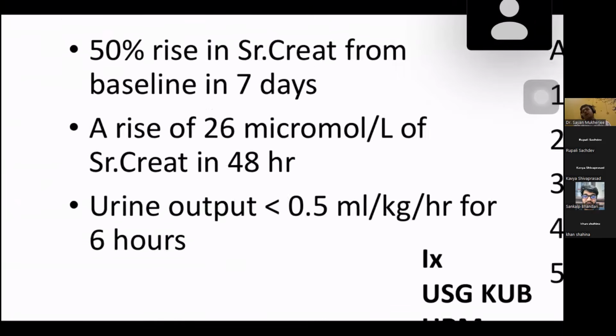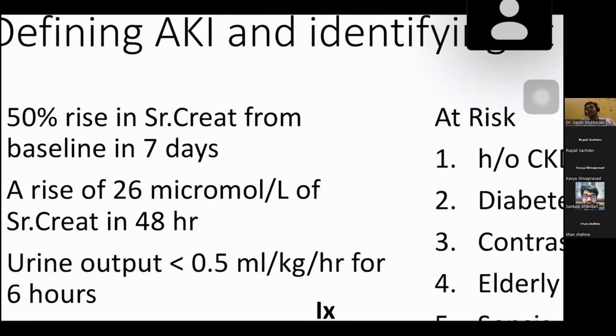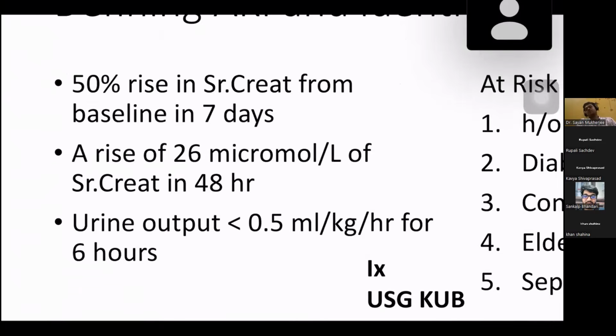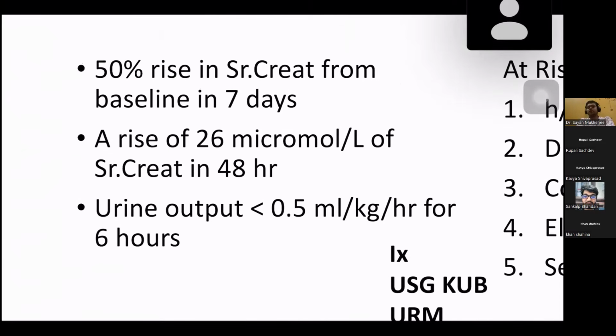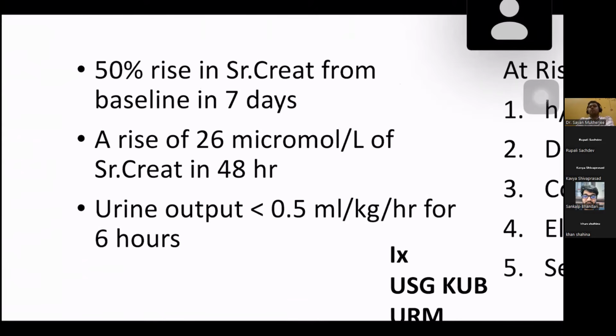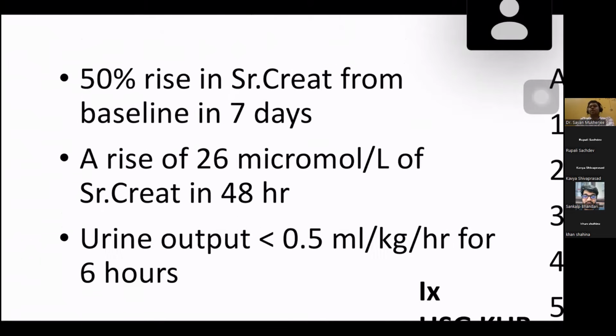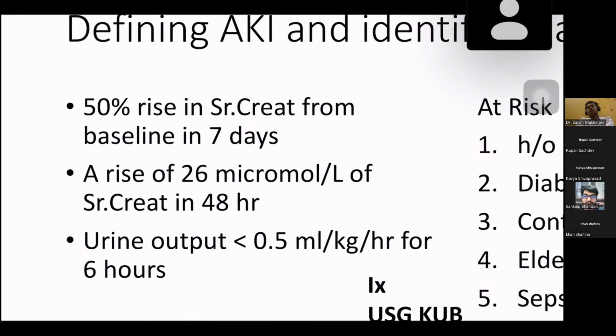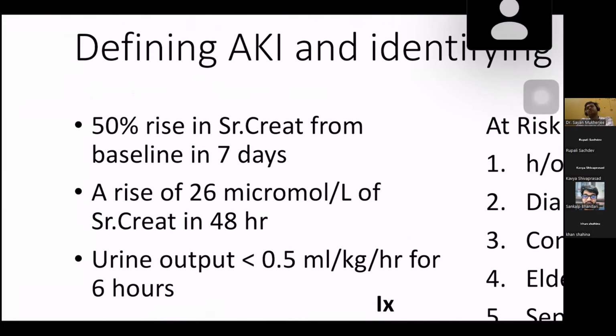What is important is how do you define an AKI? How do you suspect an AKI? The main thing that you see is a serum creatinine. You track the serum creatinine, and for the first time when you take the blood, that serum creatinine, you call it the baseline creatinine, and you monitor whether it's rising, at what rate it is rising. These are some criteria which are used internationally. A 50% rise in the serum creatinine in 7 days.